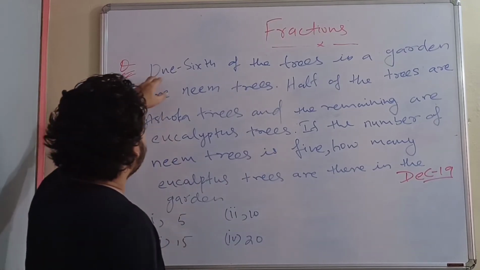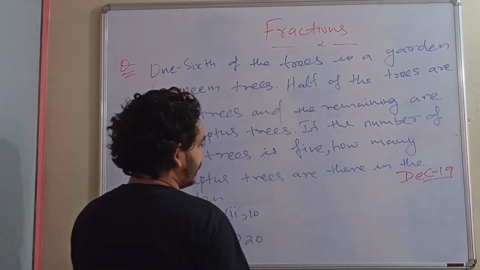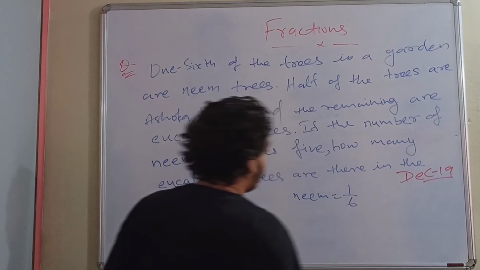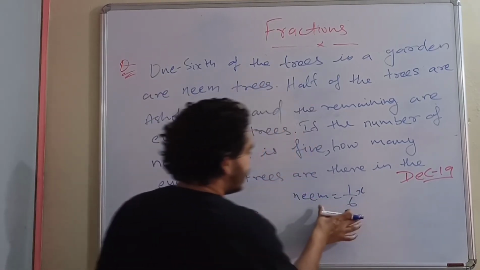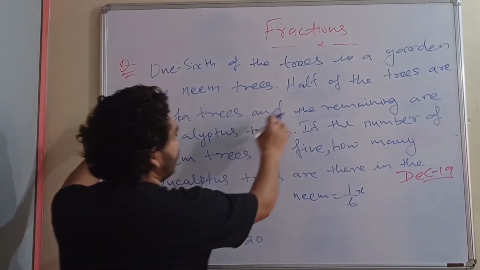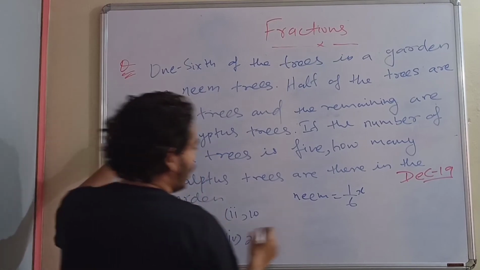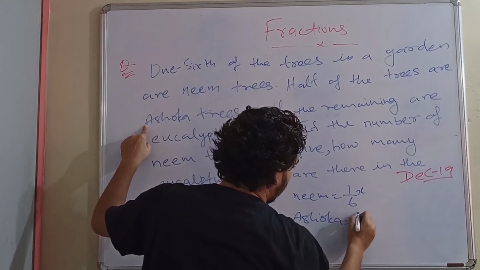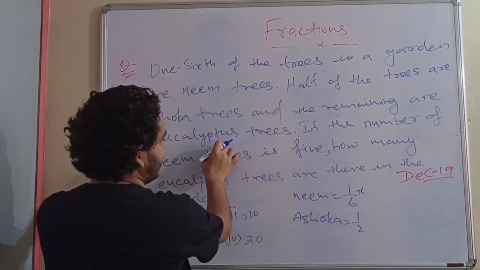Fine. So it says that 1/6 of the trees in a garden are neem. Neem is equal to what? 1/6. Let x be the total trees. Then the neem trees will be nothing but 1/6 of the x part. Then half of the trees are Ashoka trees. Ashoka is how much? Half. And the remaining are eucalyptus trees.